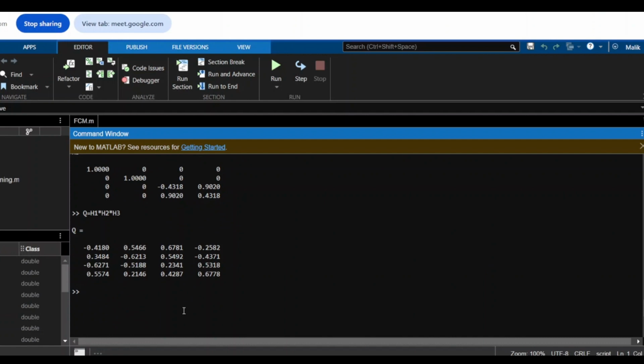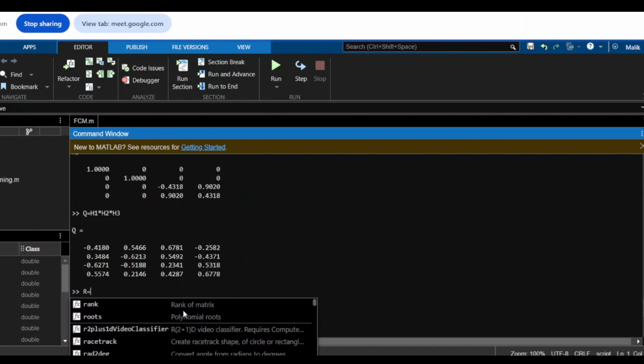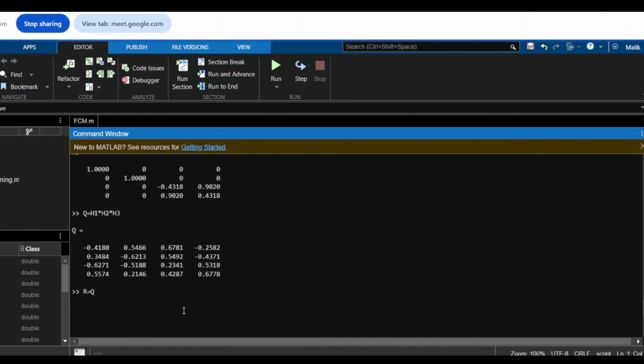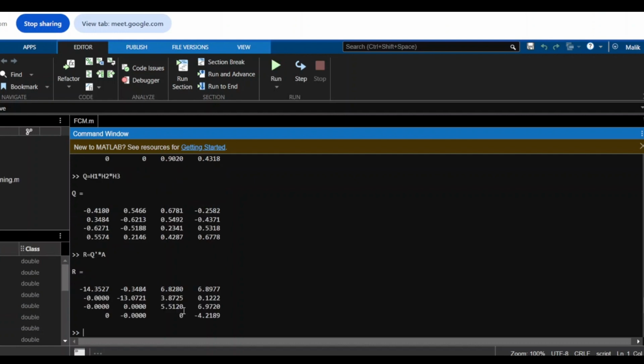So now we have to find the R. We know that A is equal to QR. So if I am finding R, what will it be? Q inverse into A, right? And Q is an orthogonal matrix, so we will write Q transpose into A. So here I can find R simply as Q transpose into A. So basically, we are doing it this way.